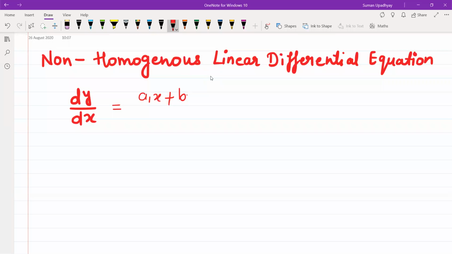(a1x + b1y + c1) upon (a2x + b2y + c2). So this is our non-homogeneous. Why it is called as non-homogeneous? Kids, please understand. In the numerator, you all can see the variables x and y present, which are of degree 1. That's why the word linear is there. So you'll be coming across only linear differential equation, which will be of degree 1.